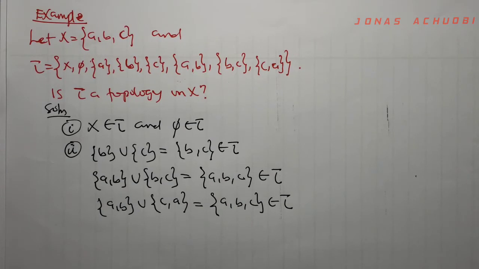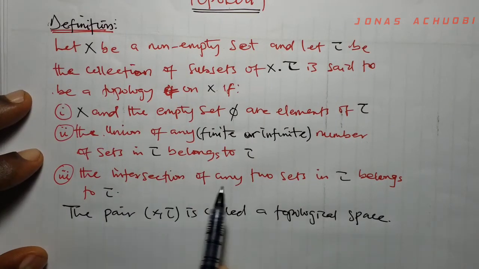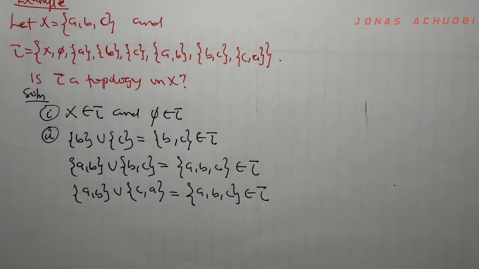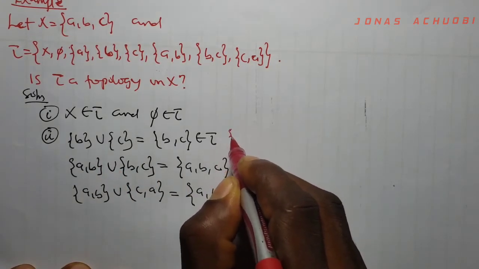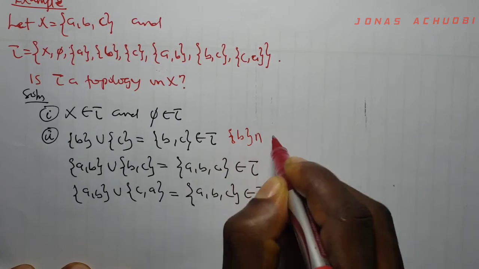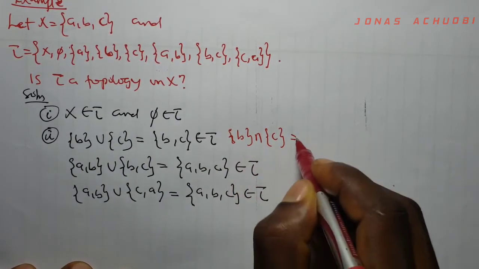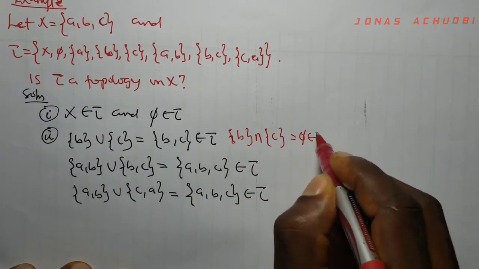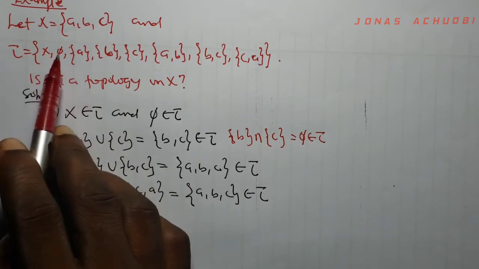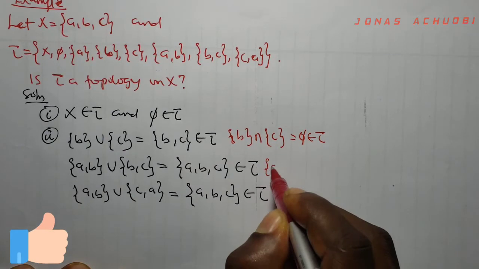We now check for the third condition. The third condition says that the intersection of any two sets in tau must belong to tau. Let us see. Let us work with these open sets here. For the first one, open set B intersection C. Now the intersection is what? It is empty. There's nothing in common. And is empty a member of tau? The answer is yes. The empty set is a member of tau. So that is true.